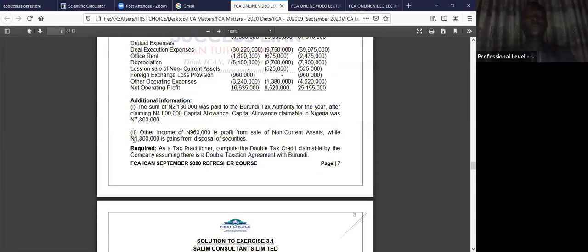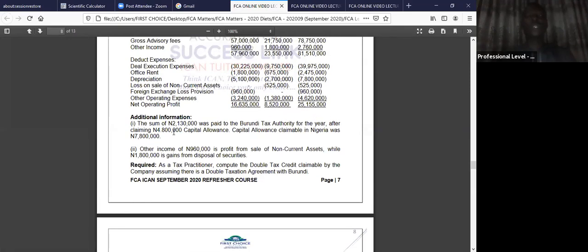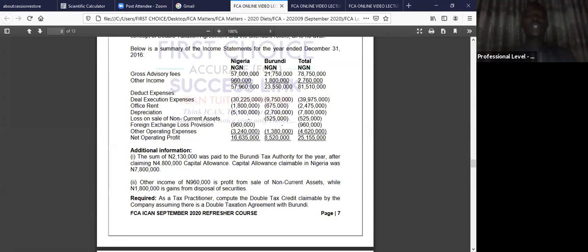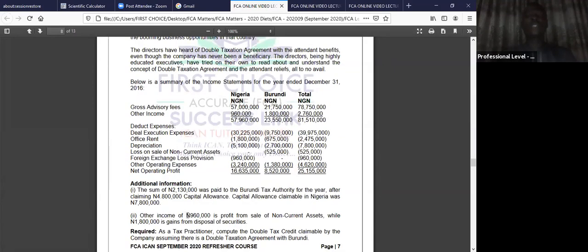So we are now talking about other income. They brought our attention to other income. In the other income, they said 960,000. So let's look at it. Okay, 960,000 is for Nigeria. Yeah, it is profit from the sale of non-current assets.